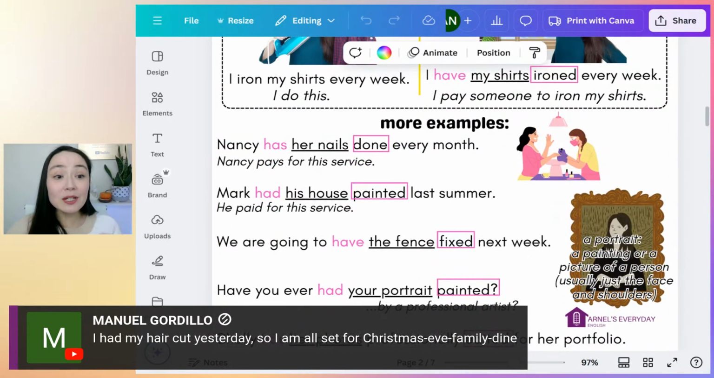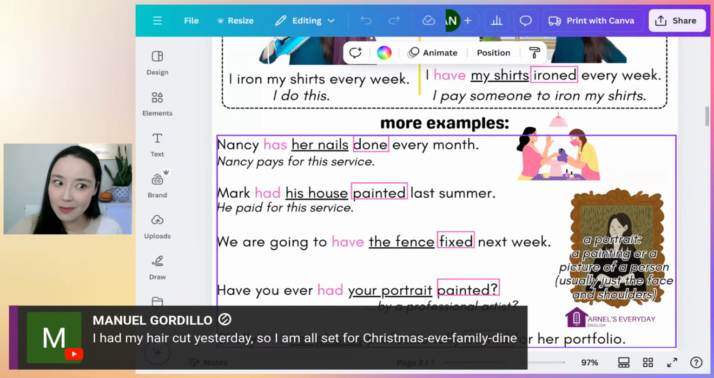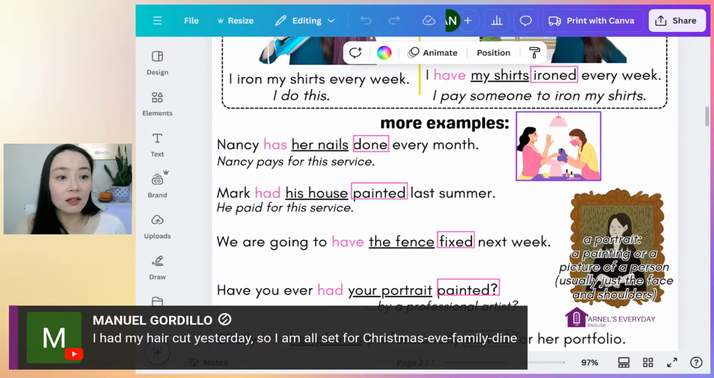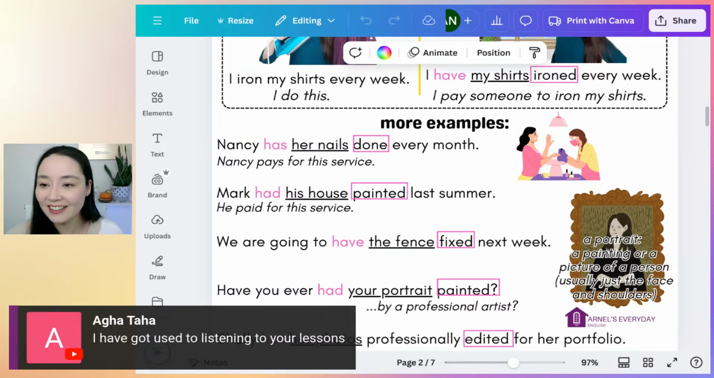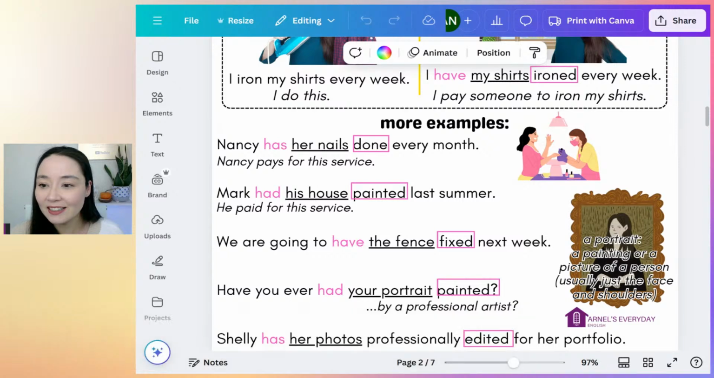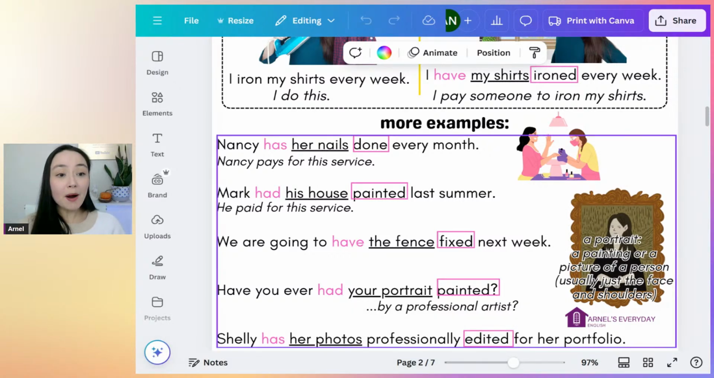More examples, and you can see I've highlighted the structure. You really got to remember that. Nancy has her nails done every month. Here she is at a nail salon. This means she pays for this service. Second example. Mark had his house painted last summer. Did he paint his house? Nope. He paid for this service. We are going to have the fence fixed next week.